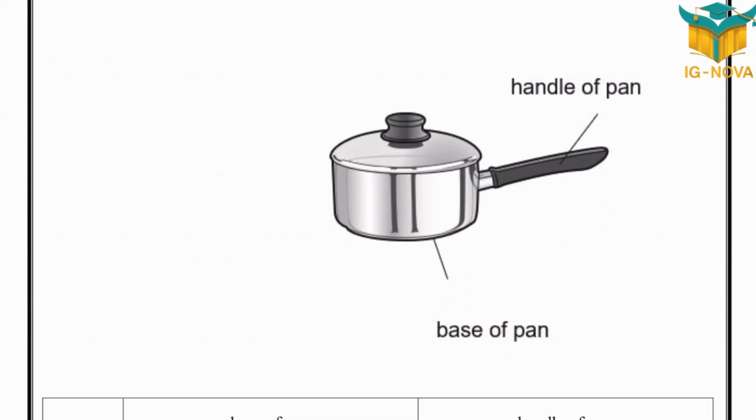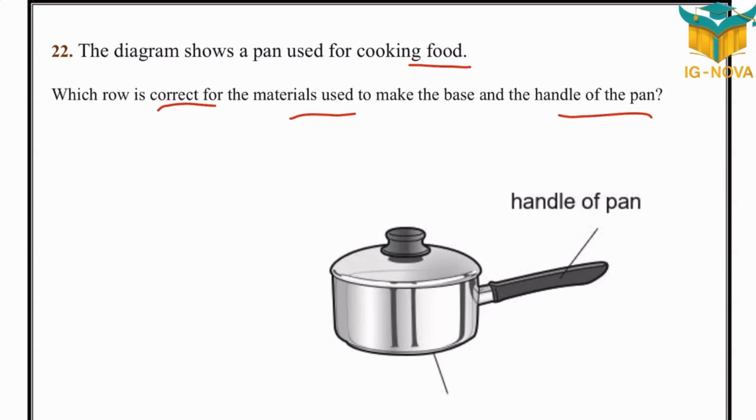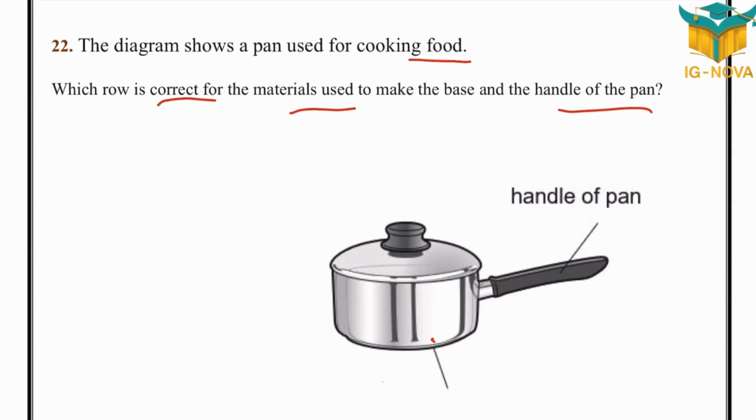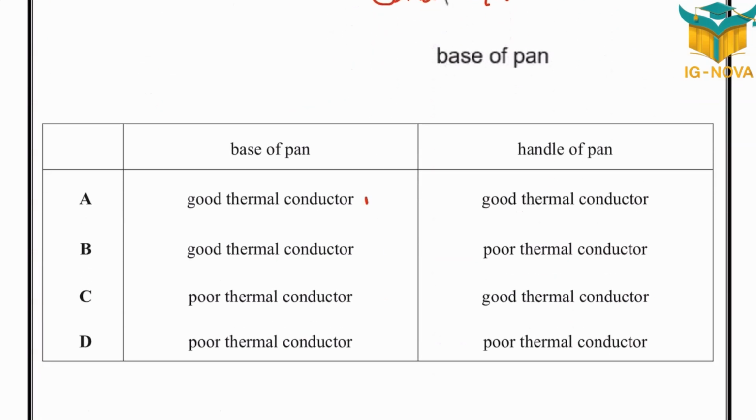Question 22. The diagram shows a pan used for cooking food. Which row is correct for the materials used to make the base and the handle of the pan? The base of the pan must be a conductor, the handle of the pan must be an insulator. So, base of the pan, good thermal conductor; handle of the pan, poor thermal conductor. I'm going to go for B.